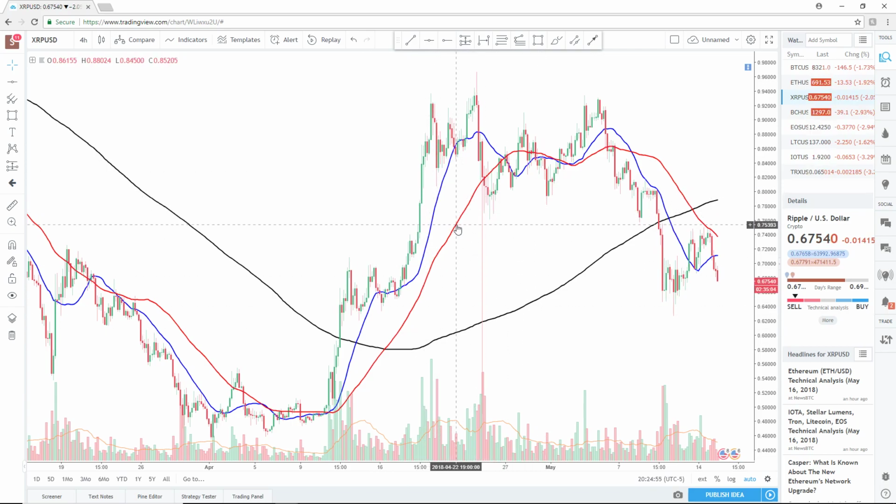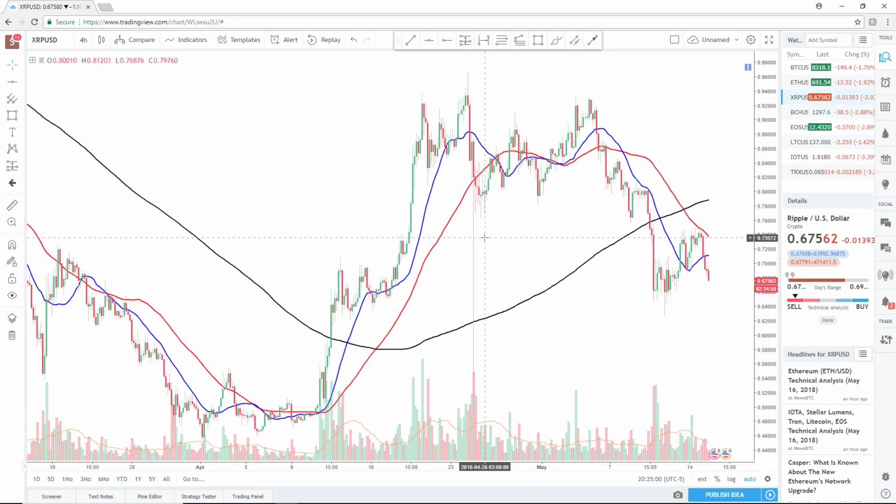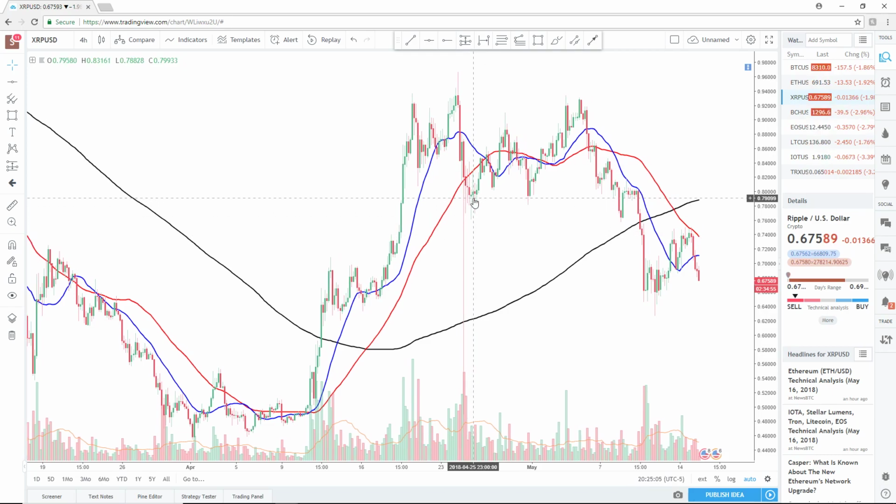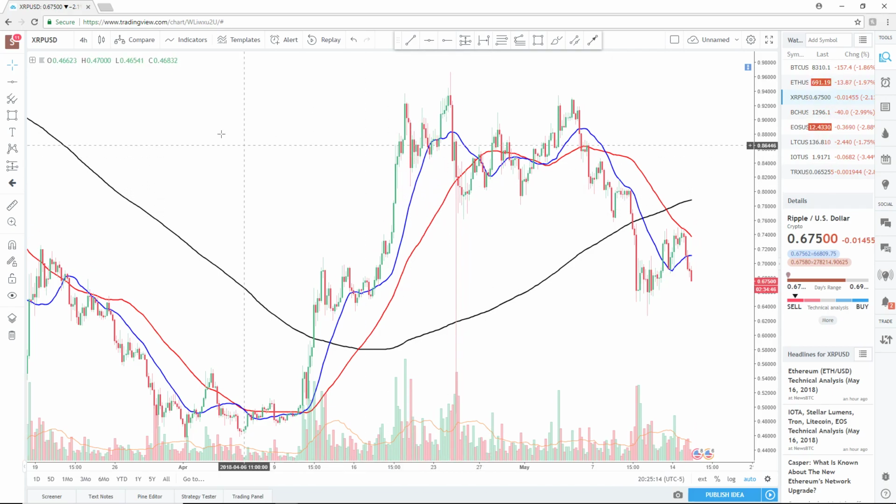You have this blue line, this red line, and this black line. What these are, they are moving averages. They are simple moving averages. They're not exponential, they're not weighted moving averages, and they're not volume weighted moving averages. They're just your standard moving averages. And the values for each of them are the 20, 50, and 200. The 50 is the red one, the 20 is the blue one, and the 200 is the black one.